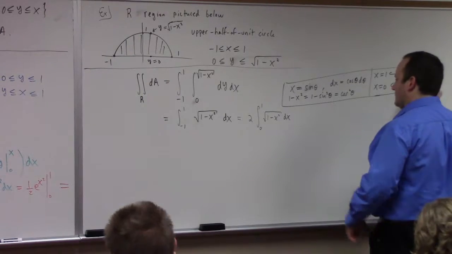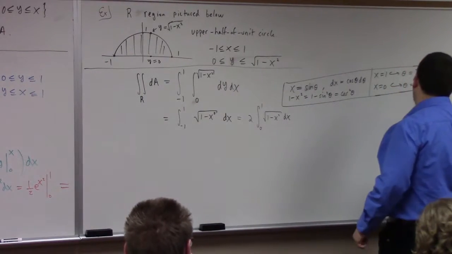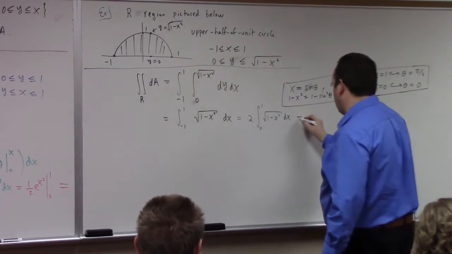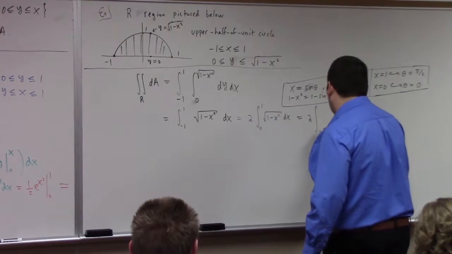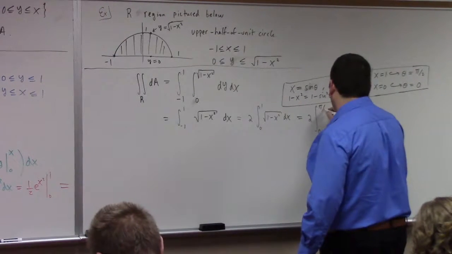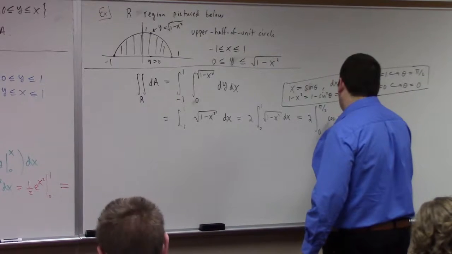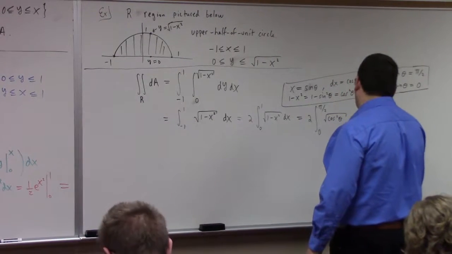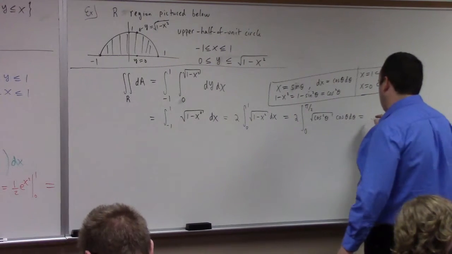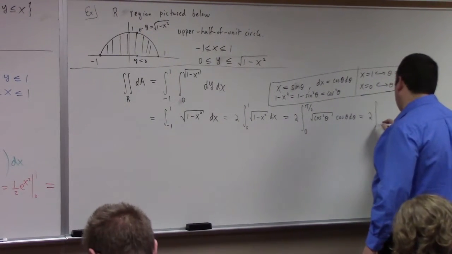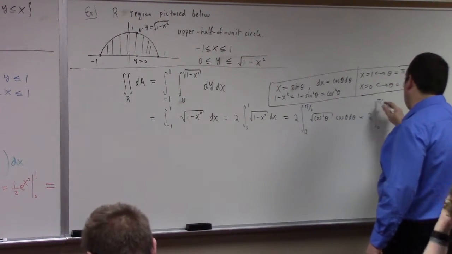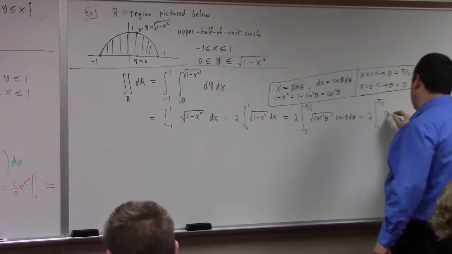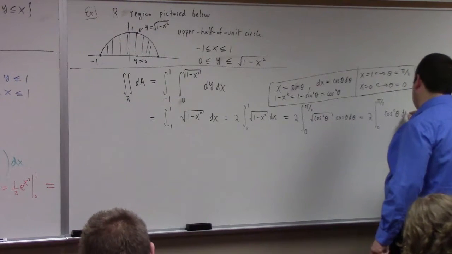Theta is equal to 0. So I make a trig substitution here, 2 times the integral from 0 to pi over 2, square root of cosine squared theta, then cosine theta d theta. So this gives me 2 times the integral from 0 to pi over 2 of cosine squared theta d theta.